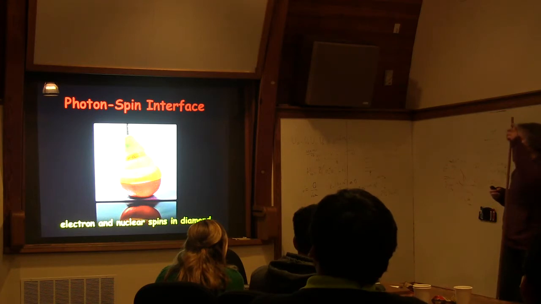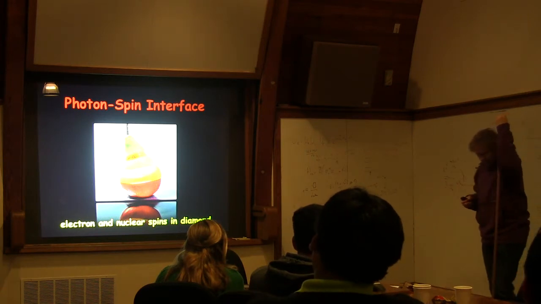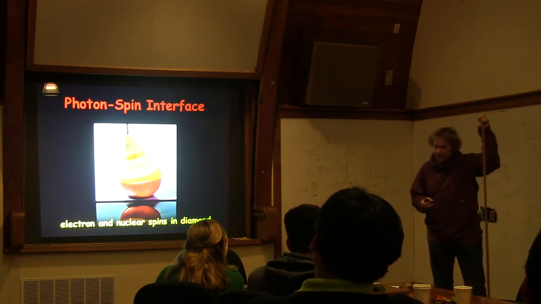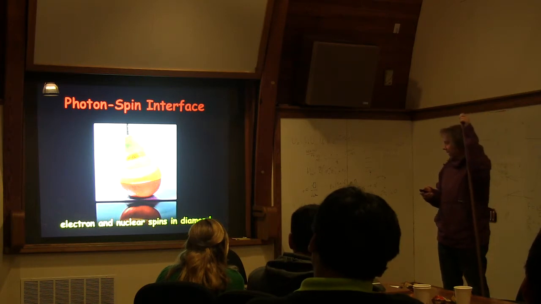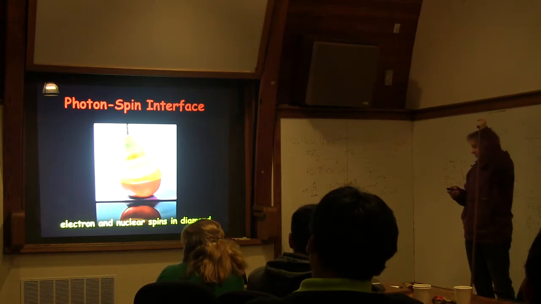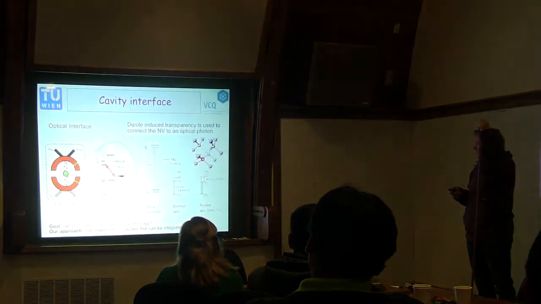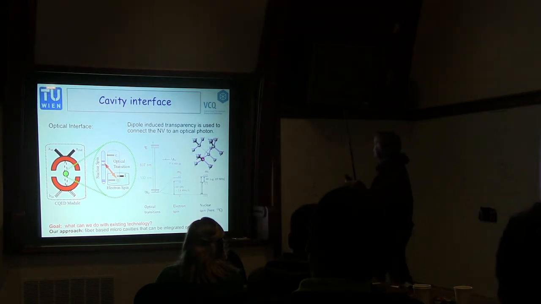We can also use, rather than an ensemble, a single electron spin as a quantum memory, or a single nuclear spin as a quantum memory. This is something that we're building up and trying to do. It's based on the following idea: you put an NV center in a cavity.